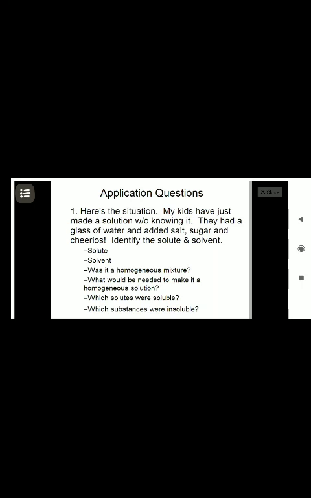Here's a situation. My kids have just made a solution without knowing it. They had a glass of water and added salt, sugar, and Cheerios. Please identify the solute and the solvent. Was it a homogeneous mixture? What would be needed to make it a homogeneous solution? Which solutes were soluble and which substances were insoluble?